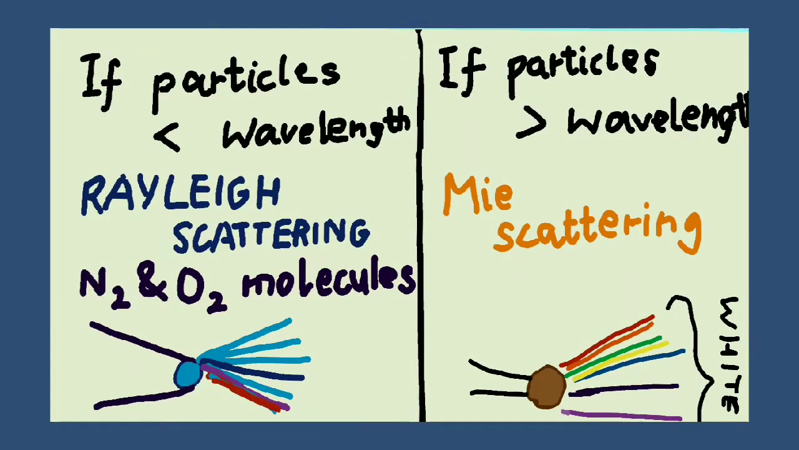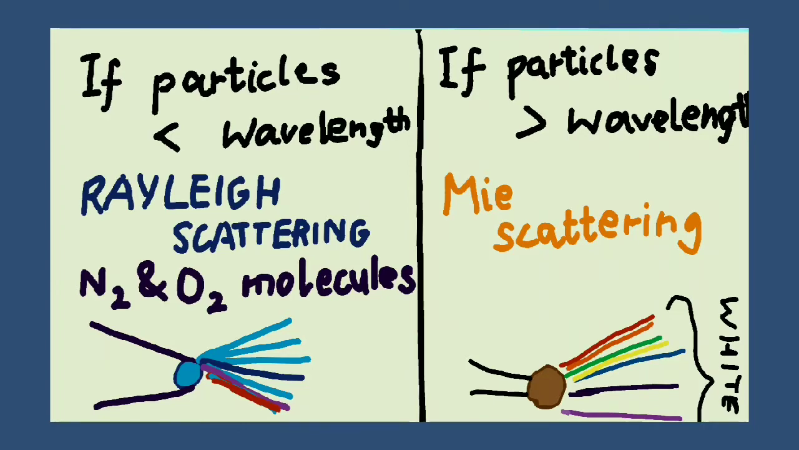If particles are less than wavelength, then Rayleigh scattering takes place. In Rayleigh scattering, the particle scatters only the shortest wavelength, such as blue and violet color. Rayleigh scattering takes place in oxygen and nitrogen molecules.